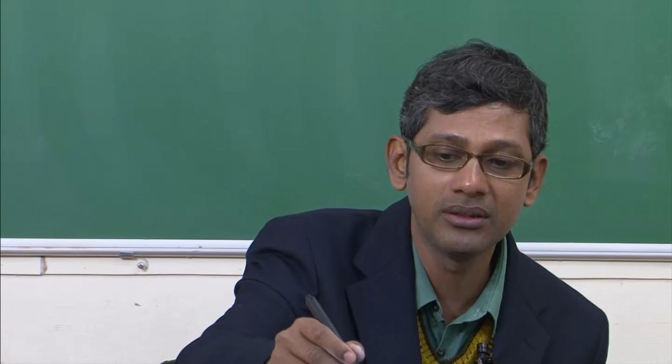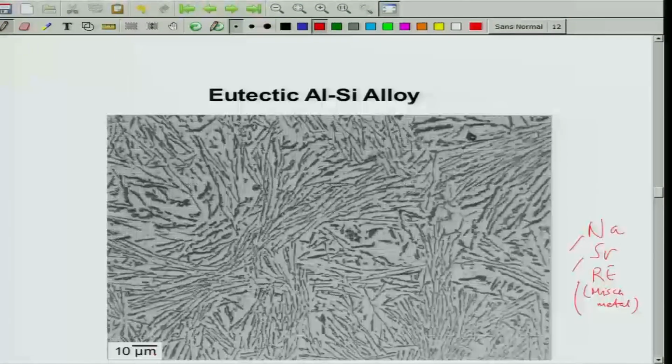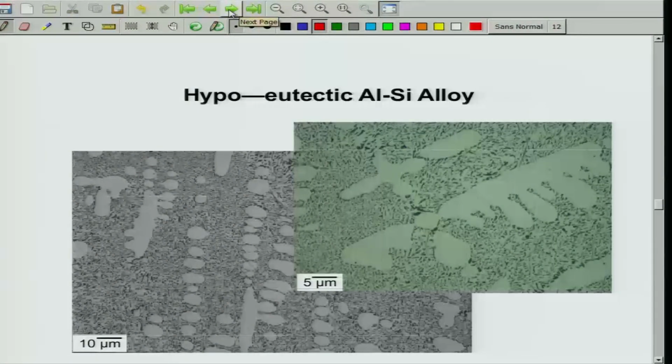What is the change you see? Okay, the change you see is this. You can clearly see the earlier picture. This is a 10 micrometer scale, and the silicon needles are very big and quite thick also. On the other hand, if you add about 0.1% sodium, the silicon needles become very fine. Not only that, you also find some amount of alpha aluminum present in the microstructure. It is shown at a high magnification view here. You can see the micron bar is 5 micron now.